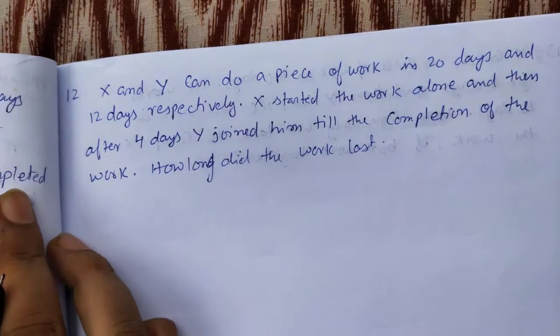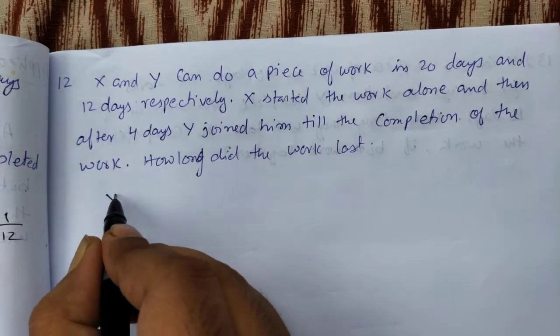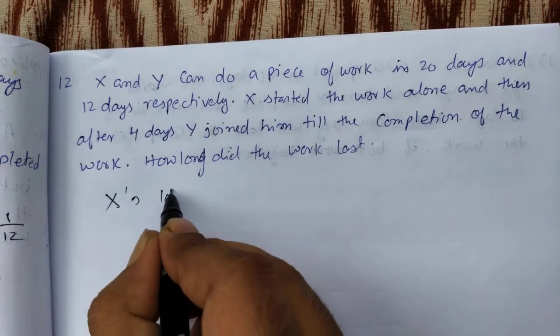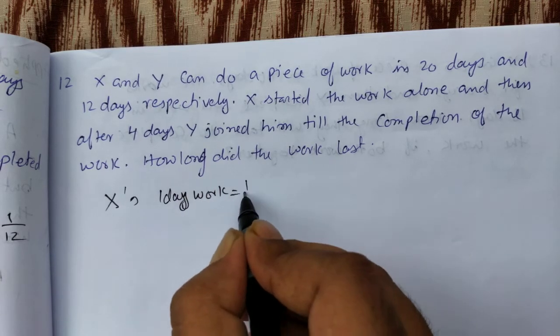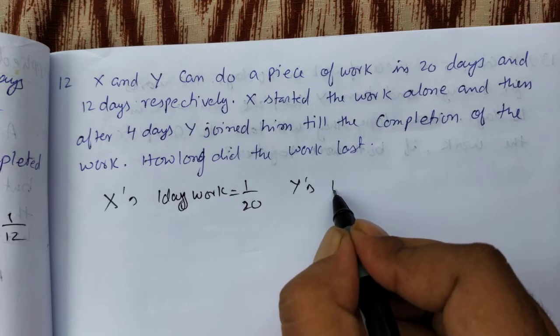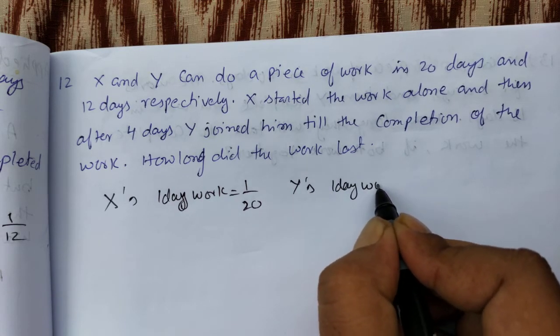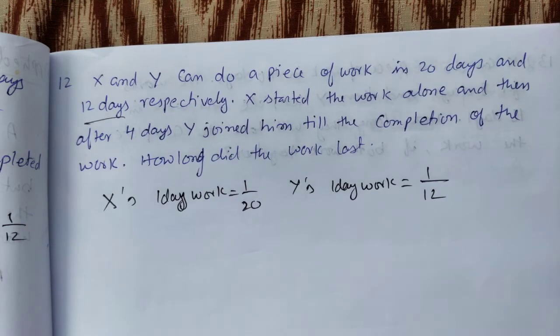That's question number 12. X and Y can do a piece of work in 20 and 12 days. So X's 1 day work will be 1/20. Y's 1 day work will be 1/12.